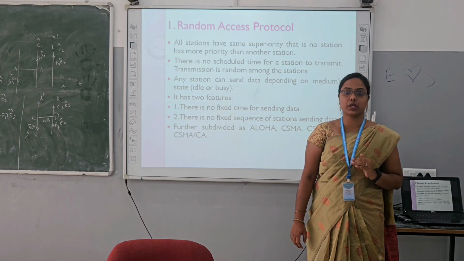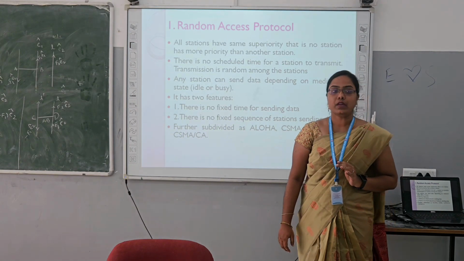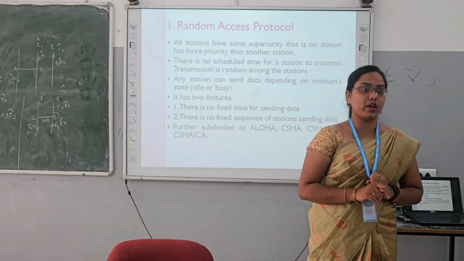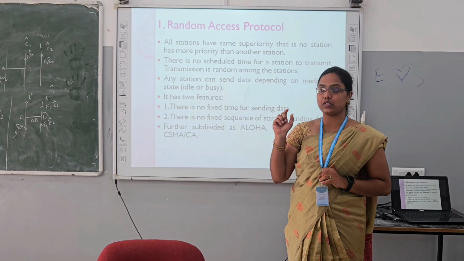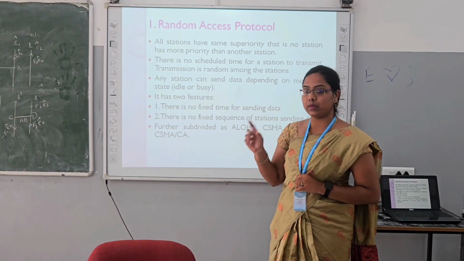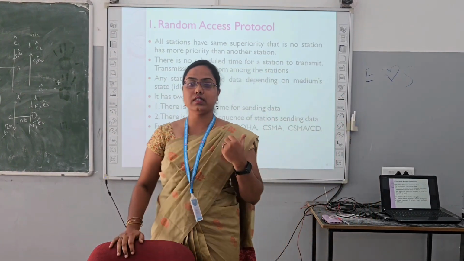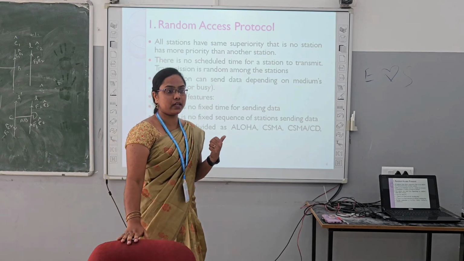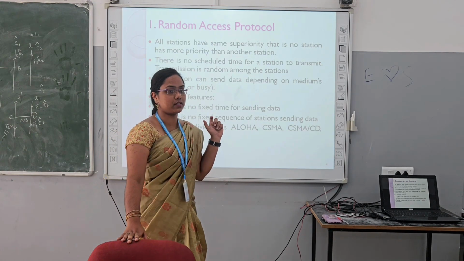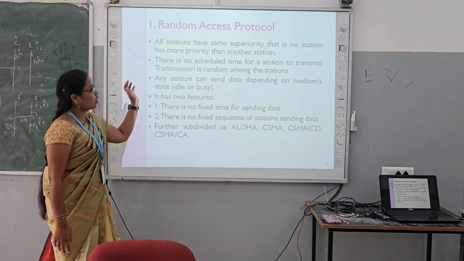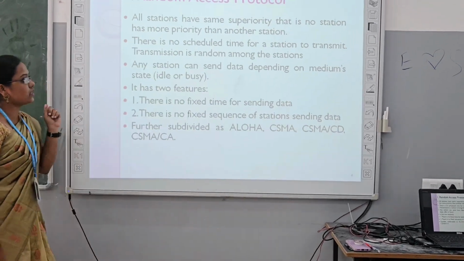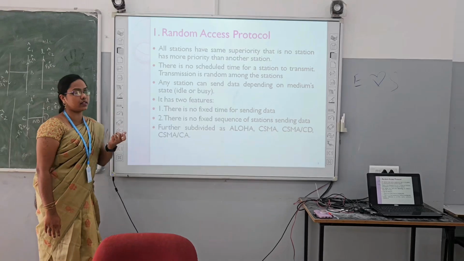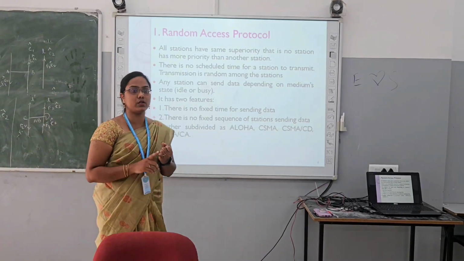Which is most important is the superiority, right? So it will not have that priority process. If there is a priority, we will be fixing which is going to be the first device or the first destination, right? Since there is no superiority, we can have a random access. All stations have the same superiority, that is, no station has more priority than any other station. So there is no priority.